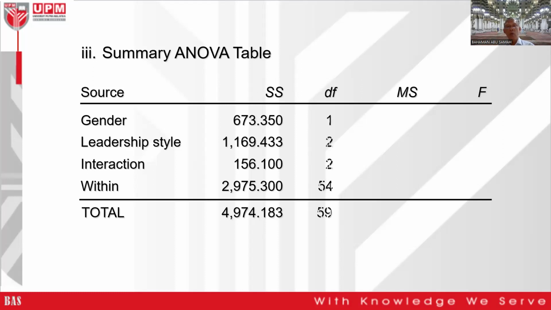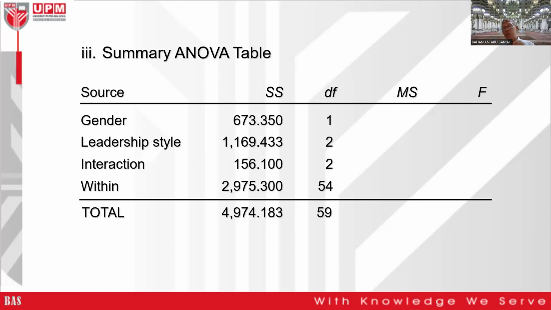For gender, we have only 1. Leadership style, we have 2. Interaction 2. Within 54. And then for total, 60 minus 1, which is equivalent to 59. Or you can just simply add the degrees of freedom for the four: 1 plus 2 plus 2 plus 54, that also amounts to 59.